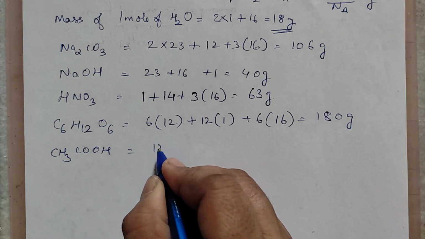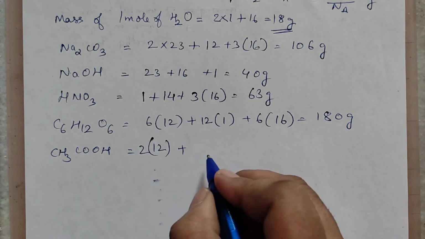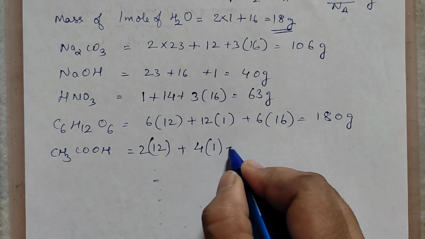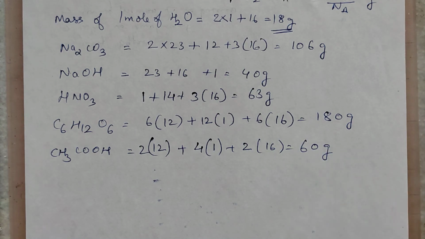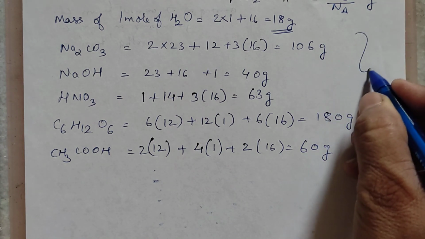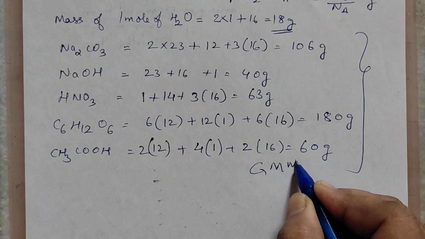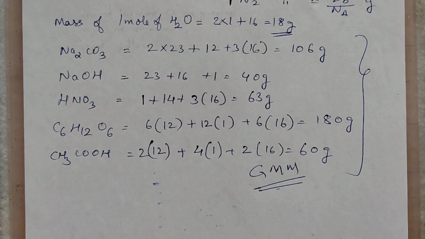Acetic acid: there are 2 carbons, so 2 into 12, plus hydrogens, there are 4 put together, so 4 into 1, plus oxygens 2 into 16, so you will get 60 grams. So this is how you calculate the molecular masses. These are gram molecular masses. What we calculated here for the molecule is nothing but gram molecular mass. So basically, what is gram molecular mass? The molecular mass of a substance that is expressed in grams.